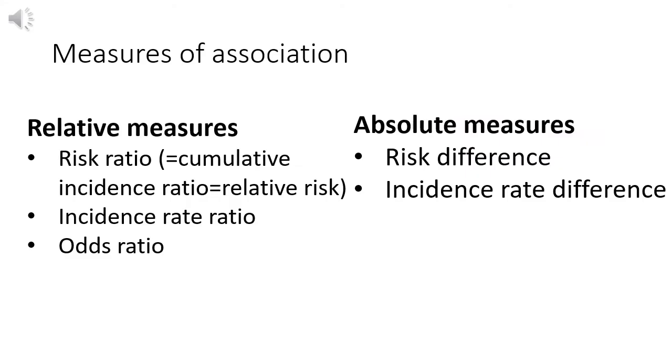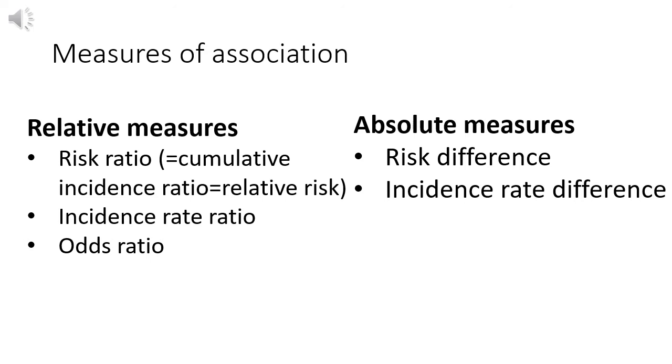To quantify an association, that means the relationship between an exposure and an outcome, we use either relative or absolute measures of association. Relative measures of association are risk ratio, incidence rate ratio, and odds ratio. Absolute measures of association are risk difference and incidence rate difference.